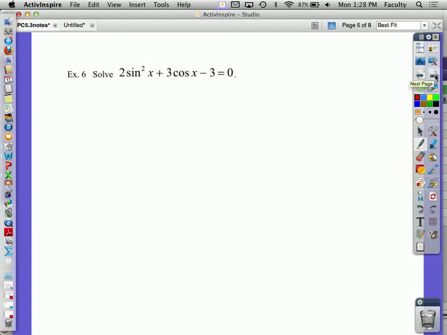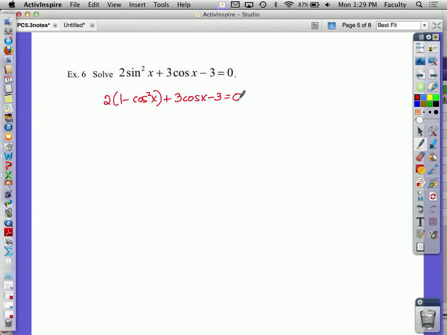All right, example 6 says solve 2 sine squared x plus 3 cosine x minus 3 equals 0. All right, we have a problem here because if I try to put sine x and I do an outer and an inner, the outer and inner are sine x, right? And I don't have a cosine x. All right, so what could we do? Tyler? You could use the Pythagorean identity to change sine squared x into 1 minus cosine squared x. There you go. Okay, so those identities don't go away. We're going to keep using them.